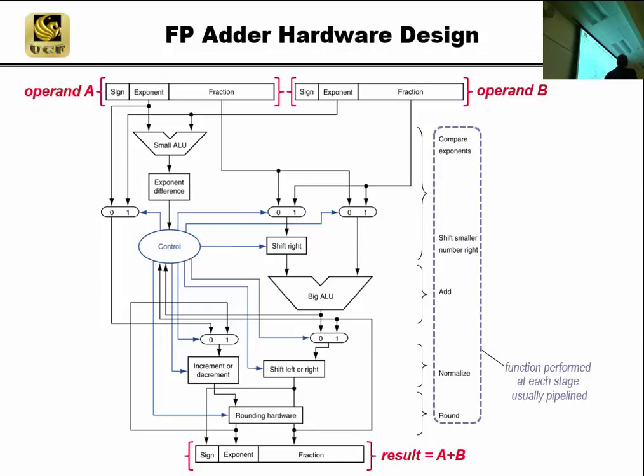What's stage 1? Compare the exponents. What's stage 2? Shift the smaller number right, or we can shift the larger number left. Next stage is add. Next stage is normalize. The next and final stage is round, which I don't hold you to.